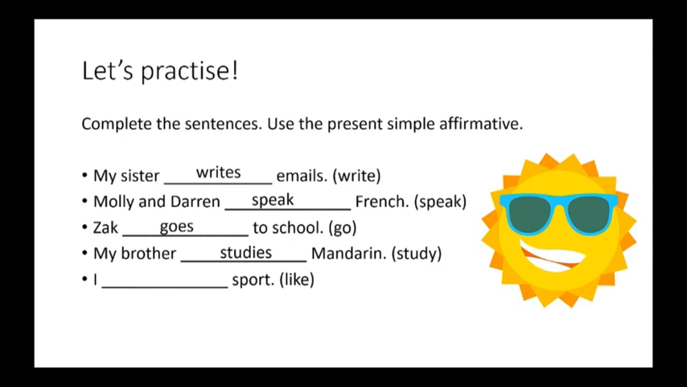And the last one, I, this is easy. I is the first person singular. I like sport. So we just put the base form, the infinitive, and that's it.